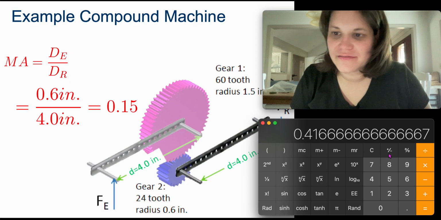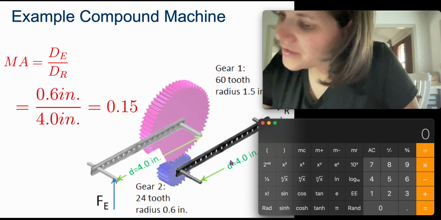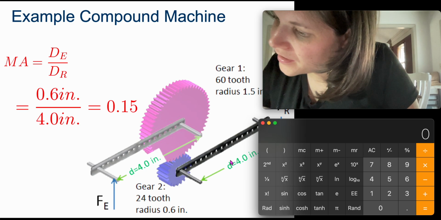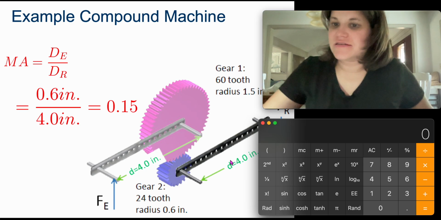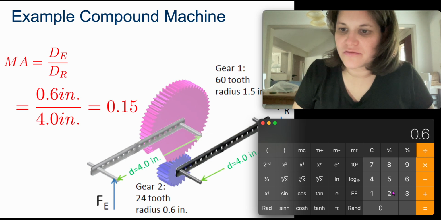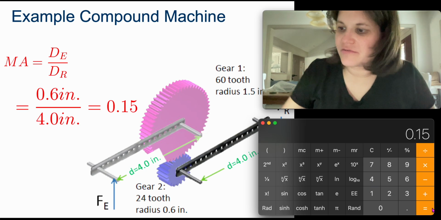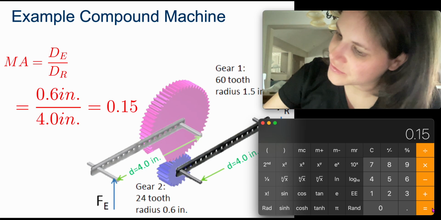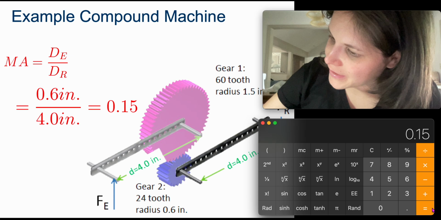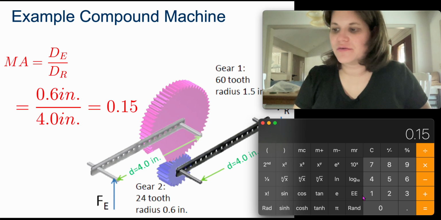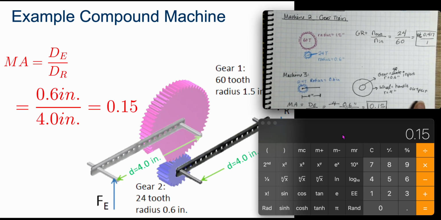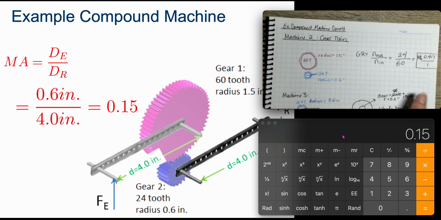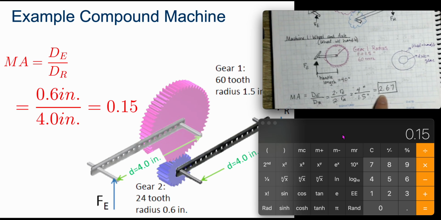Okay, so I just about did that wrong. So that means that the effort is 0.6 inches and the resistance is 4 inches, and that is equal to 0.6 divided by 4. Well, that makes sense. 60 divided by 4 would be 15, so 0.6 divided by 4 would be 0.15. Okay, so now we have for machine 3, 0.15 for our mechanical advantage. Machine 2 is the 0.41 or about 0.4, and then machine 1 was the 2.67.